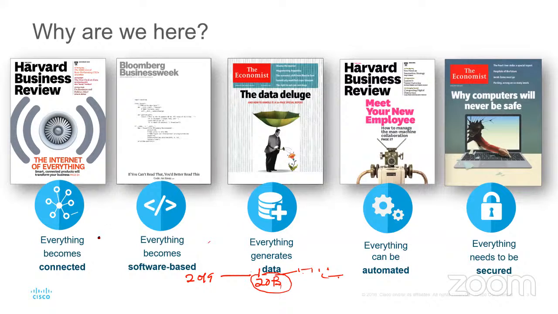So you can see that we started from having things connected, everything becoming software-based, generating data, right? Now automation is here. And what now protects automation? What now protects everything that we have mentioned? Security. Now, to be very sincere with you and to be very frank with you, security at some level is also automated.